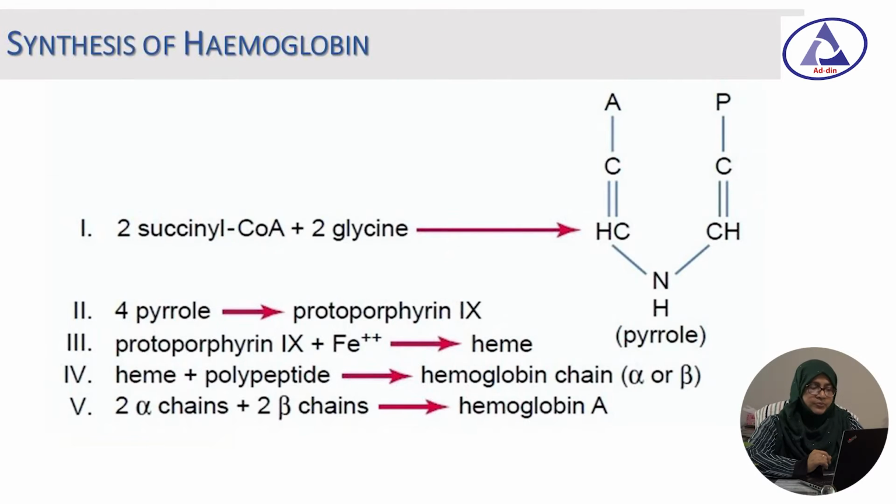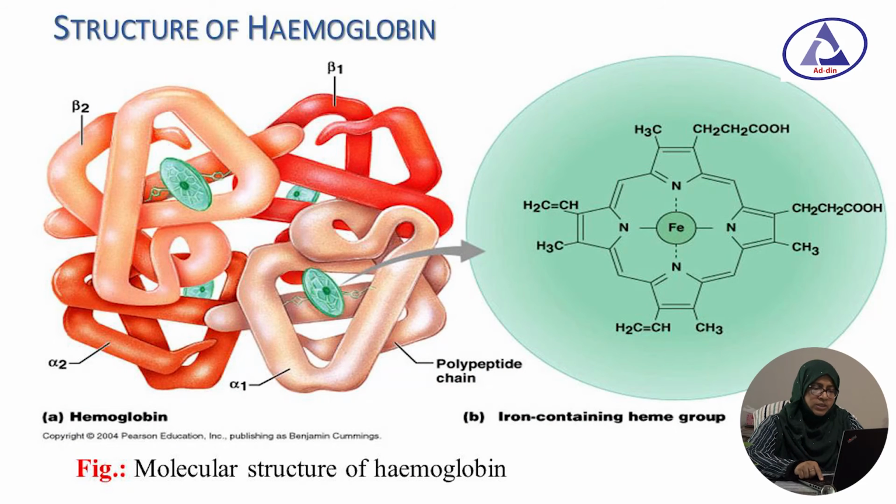Now synthesis of hemoglobin. 2 succinyl CoA plus 2 glycine form pyrrole. After that 4 pyrroles form protoporphyrin 9, and this protoporphyrin 9 with iron forms heme, and heme plus polypeptide chain unite to form hemoglobin chains alpha and beta. Then 2 alpha chains plus 2 beta chains form hemoglobin A. So this is the structure of hemoglobin. You can see the diagrammatic figure and also the chemical structure.